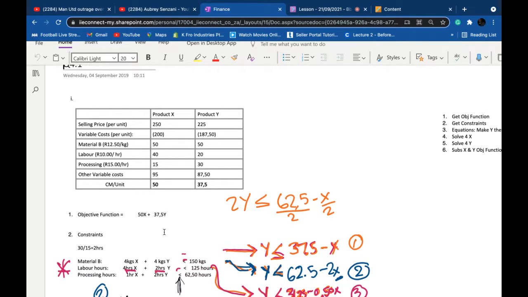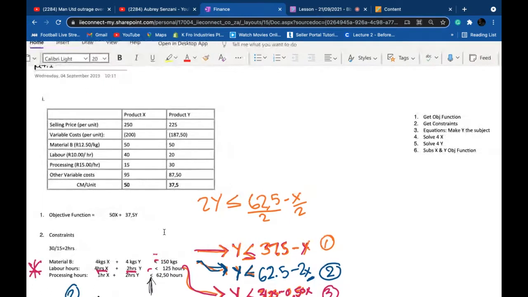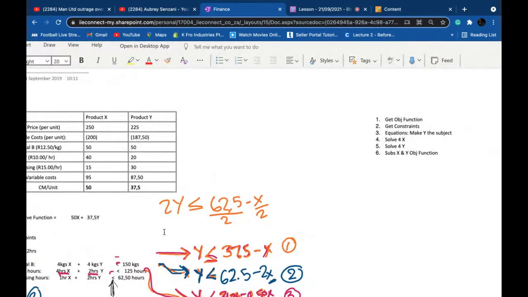This is what I'm trying to give you. These are the steps. 1, get the objective function. 2, get the constraints. 3, equations, make y the subject. Then you're solving for x. After you solve for x, you solve for y. Then you substitute x and y into the objective function.